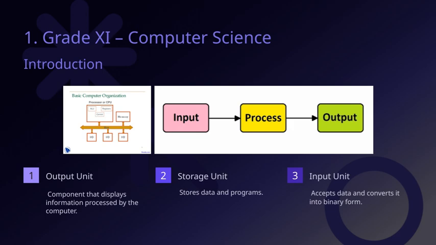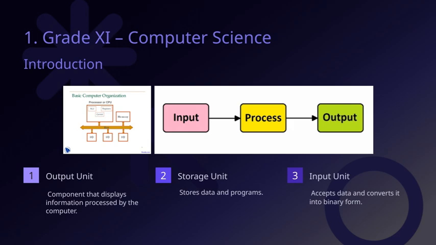Moving on to the storage unit. This part of the computer is like its memory. It stores both data and programs that are needed for processing. Whenever the computer needs to access information quickly, it retrieves it from this storage. Finally, we have the output unit. This component displays or presents the processed information back to us. It's how the computer talks to the user, showing results in a way we can easily understand.